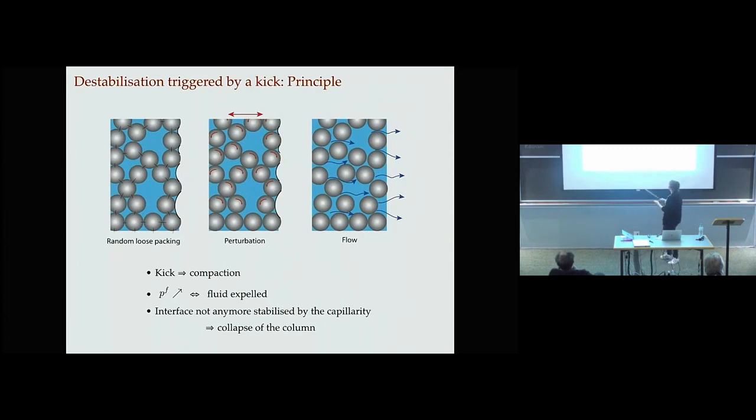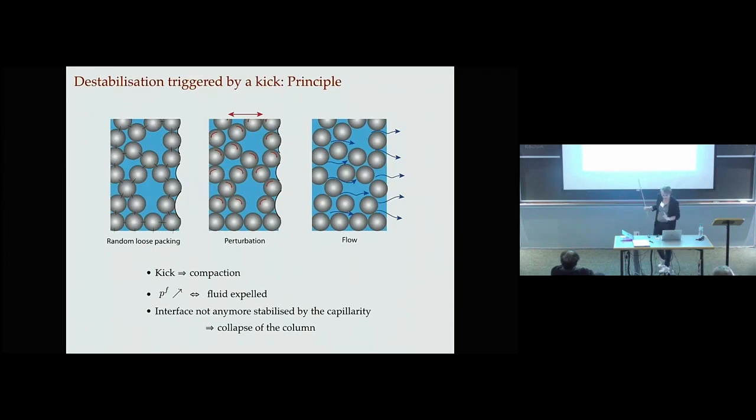So that means that the fluid which is expelled completely kills the menisci, kills the capillary cohesion, and then we have the avalanche. But if we go to the dense case, when we apply a kick, the media wants to dilate, but there is no water to go inside. And then there is no motion.